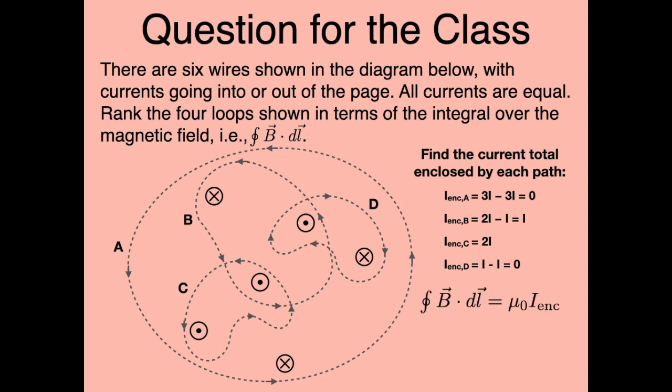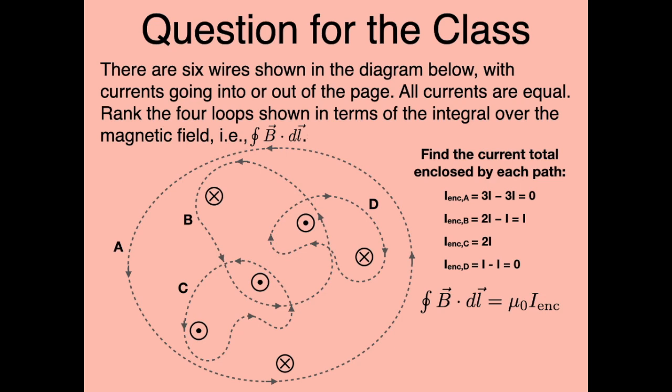So why does this matter? Well, remember Ampere's law says that the integral of B dot dl over a closed path is just equal to mu naught times I enclosed by the path. So if we know the enclosed current for all of these paths, and we know how to rank those, then we know how to rank B dot dl for all of these different paths.